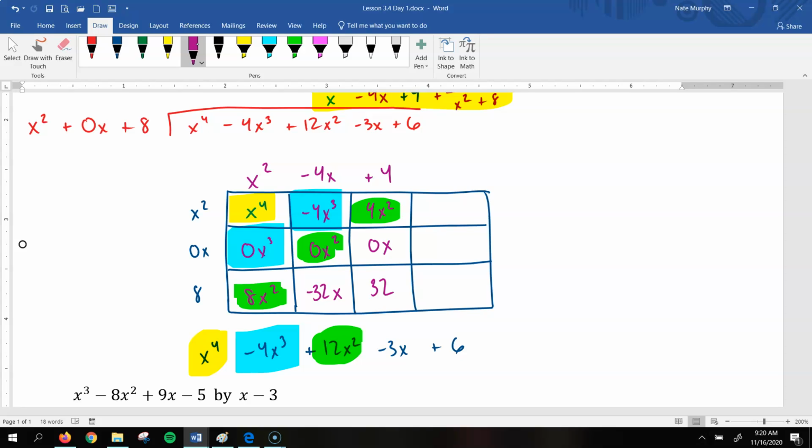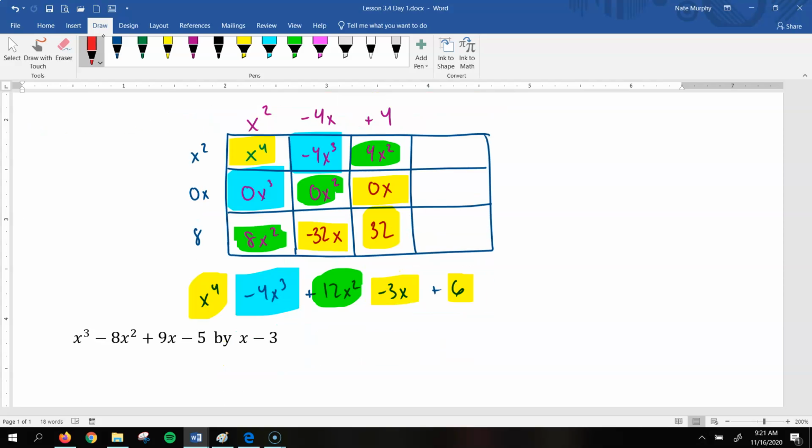Now, if this had been a situation where there was no remainder, we would have a situation where there's nothing we would have to add together to get these last two terms. But if you notice, if we were to add negative 32x and 0x, we don't get negative 3x. And here we have 32, and that's not the same as 6. So I need to figure out what's missing here.